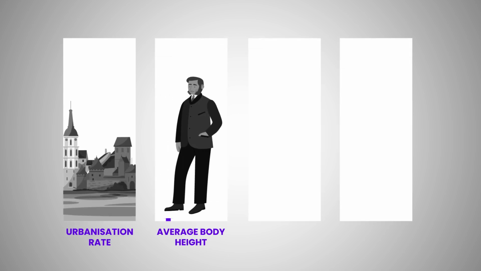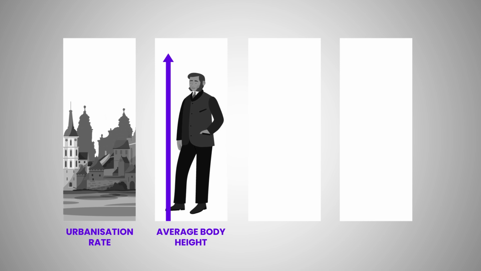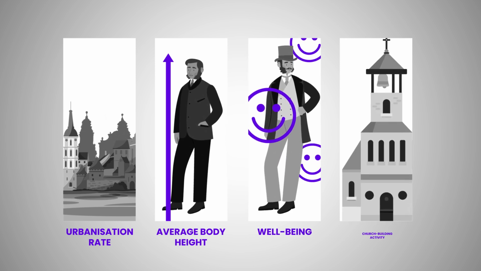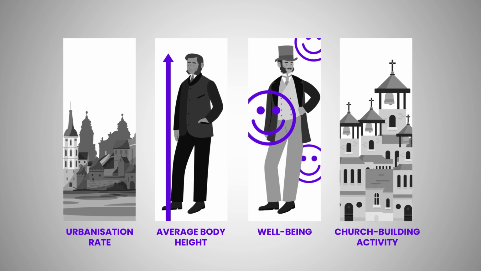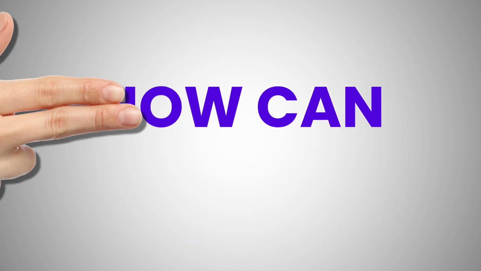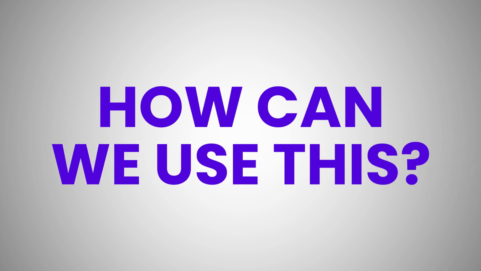Our estimates correlate well with four known proxies of economic development: urbanization rates over the past 500 years, average body height in the 18th century, well-being in the 19th century, and city-level church building activity in the 14th and 15th century. But can we use these estimates to understand the historical economic trajectory of European regions?